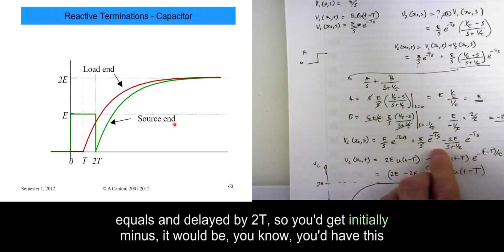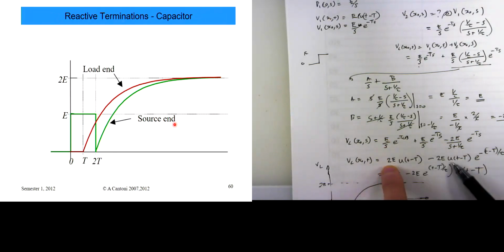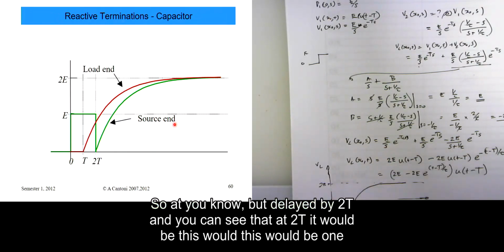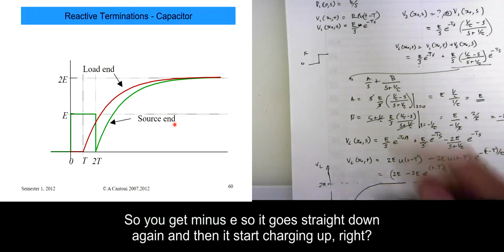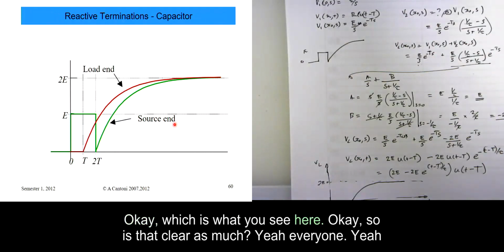So you'd get initially this minus 2e term, and you'd have just one of these two, so this would be just e, but delayed by 2T, and you can see that at 2T this would be 1, so you get minus e, so it goes straight down again, and then it would start charging up, which is what you see here. Is that clear as mud? Yeah, everyone? Yeah, okay.